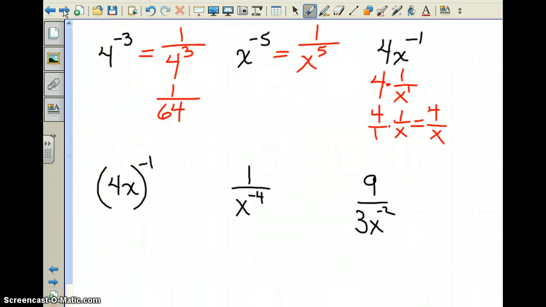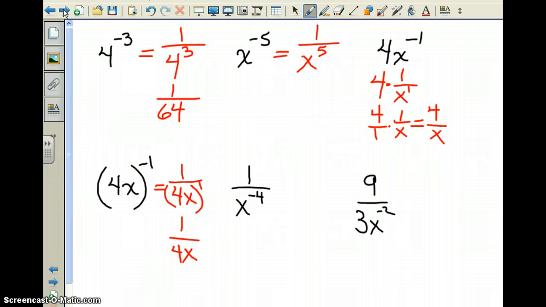Next problem down here, same numbers as the previous one, but now we have parentheses that's giving 4x as the entire base with the negative 1 exponent. So now I'm going to do 1 over 4x as my base to the positive 1 power, which is equivalent to 1 over 4x.